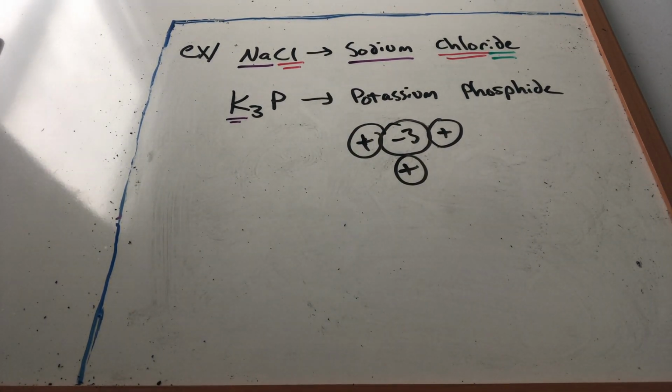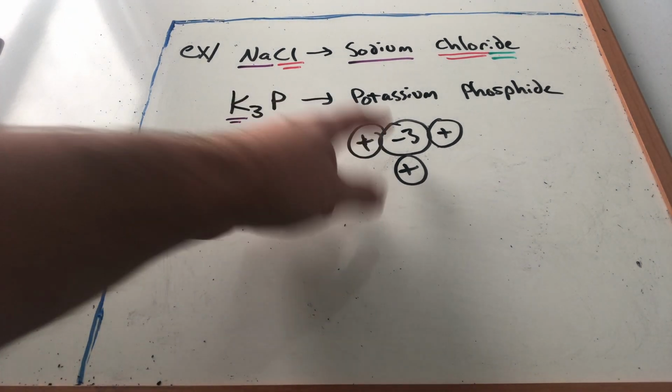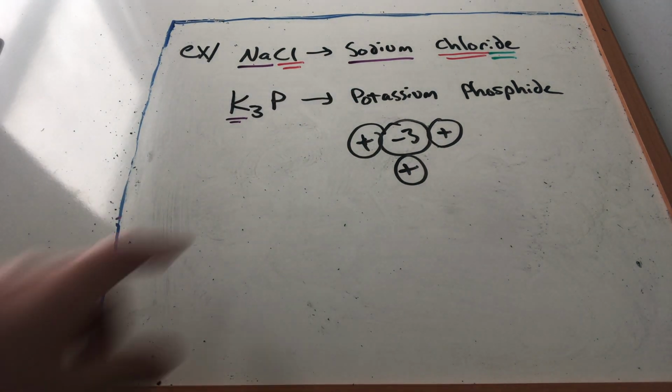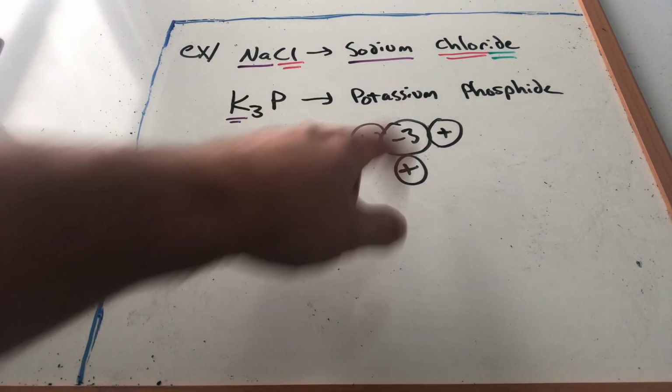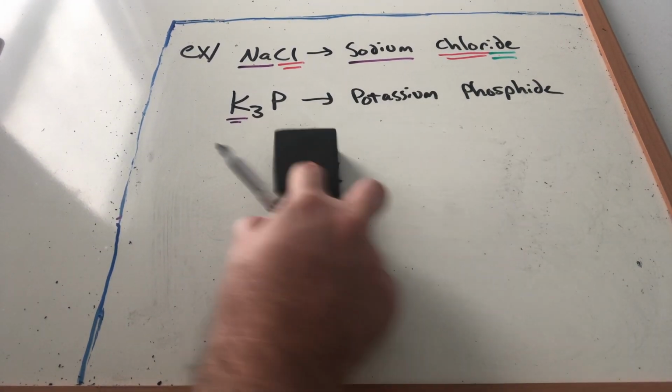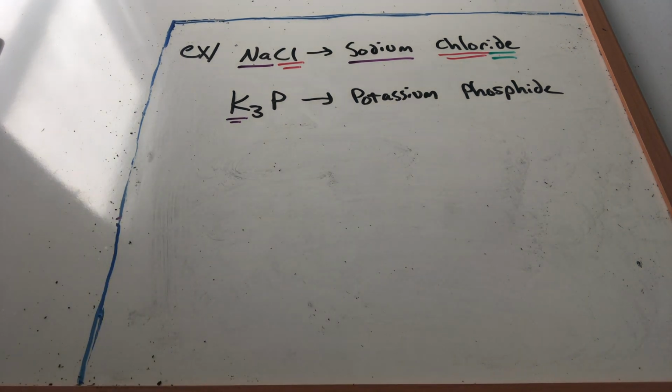Now, that's not in the name. Notice, potassium phosphide assumes that you can look at the periodic table and say, oh yeah, phosphorus is -3, and K is +1, so I know there would be 3 Ks to 1 P. That information is not in the name because it's assumed that you can look at the periodic table and know that information. So with that idea in mind, let's go the other way.